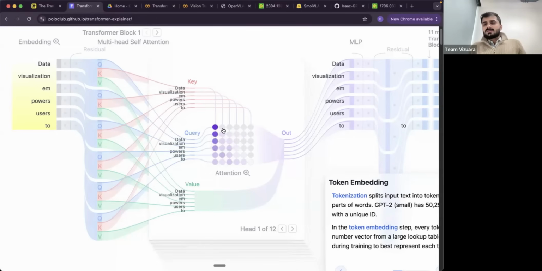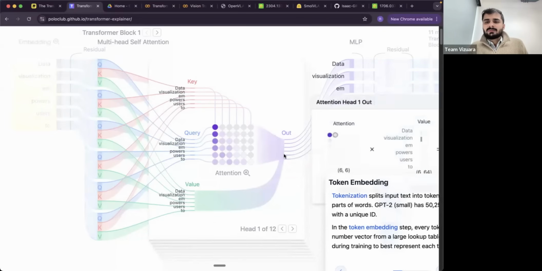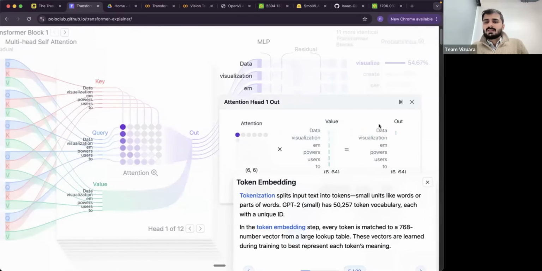Now, calculating the attention scores is not enough because we need to scale the value vectors proportionally so that we get the context vectors out of it. And how that is done is over here. I hope you can see this.